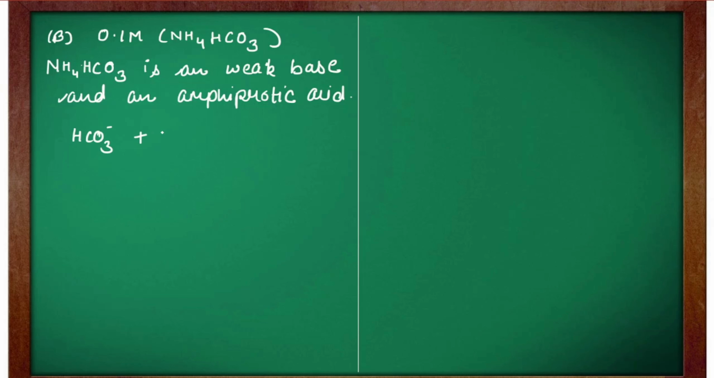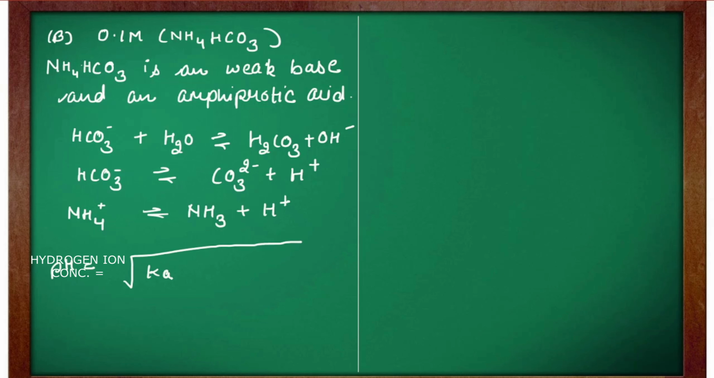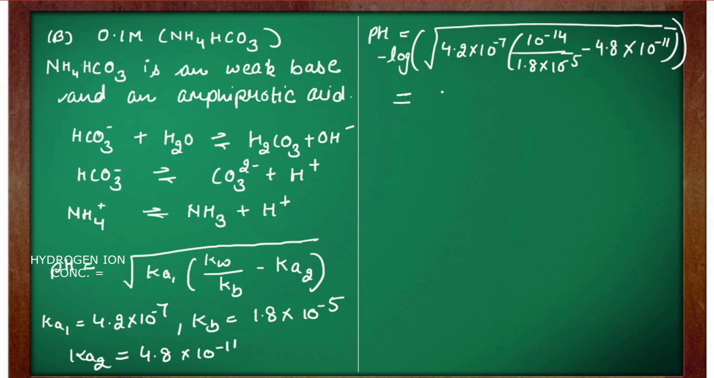By putting the values of Ka1, 4.2 × 10^-7, Ka2, 4.8 × 10^-11, and Kb, 4.8 × 10^-11, pH is equal to minus log of the hydrogen ion concentration of the amphiprotic acid and weak base. On solving, pH is equal to 7.84. Answer: the pH of the weak base and amphiprotic acid, ammonium bicarbonate, is equal to 7.84.